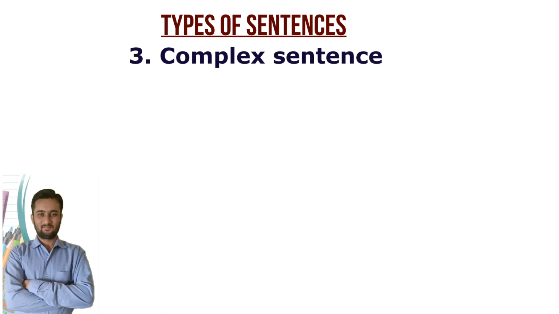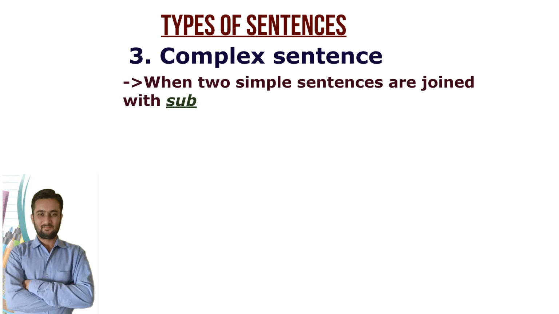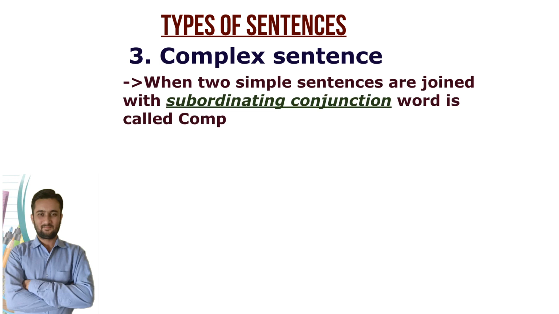So first of all, the definition of complex sentence. When two simple sentences are joined with a subordinating conjunction word, it is called a complex sentence. Now here the question is, what is a subordinating conjunction word? How many words are there in subordinating conjunction words?